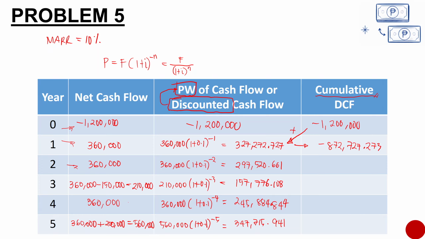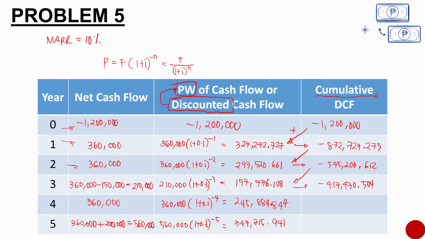Now, just apply the same process for the rest. You add this with that, and we have our negative 575,206.612. And again, same process. We add this to there, and we will have negative 417,430.504.